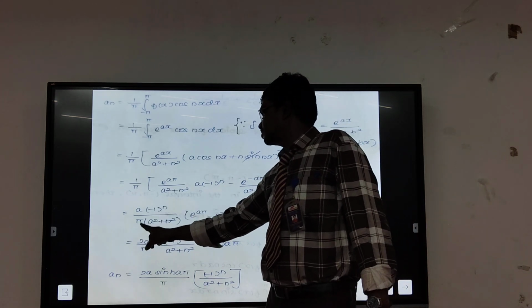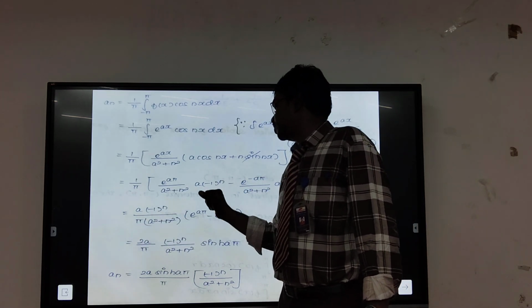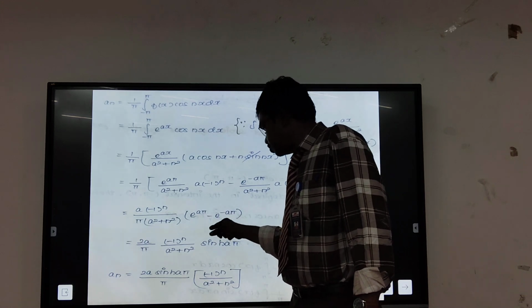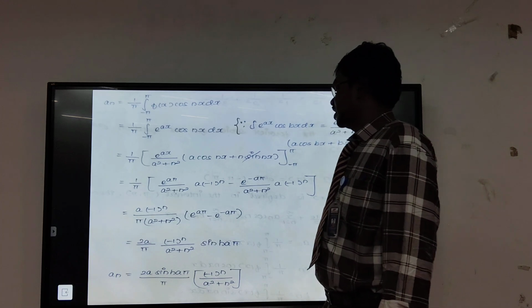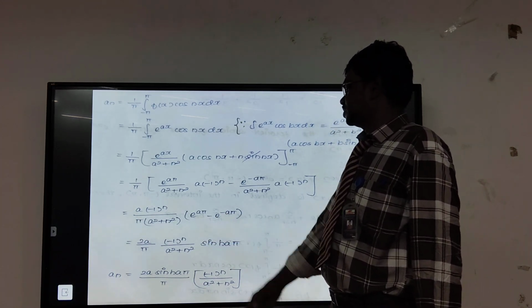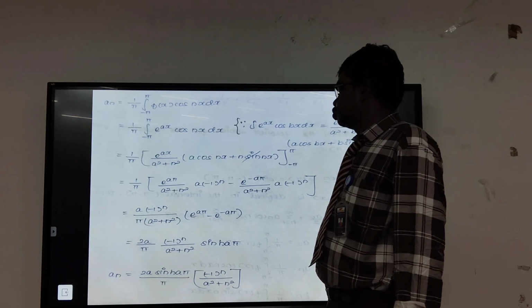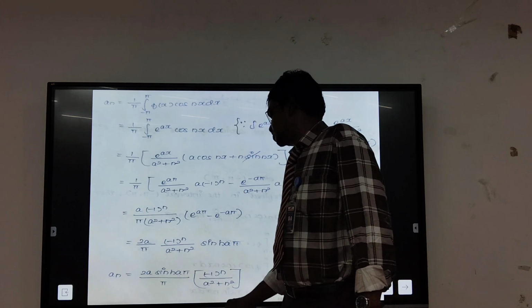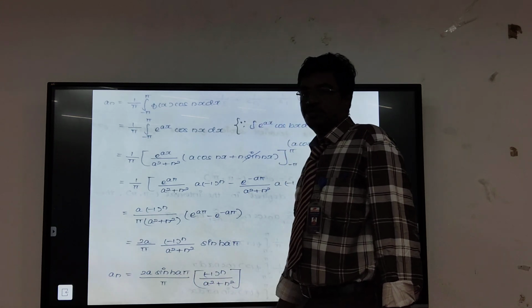That 2 is here. 2a by pi into minus 1 power n by a square plus n square. This is e power a pi minus e power minus a pi, that is sine hyperbolic a pi. So we can rearrange this formula. Steps: a n equal to 2a sin hyperbolic a pi by pi. These are the constant terms. This is the variable term for summation.